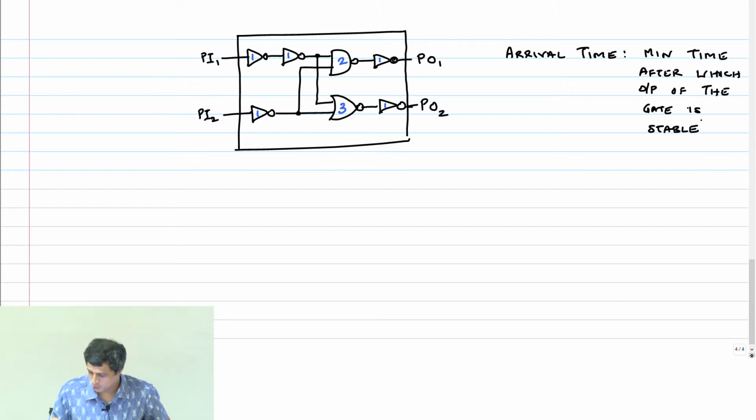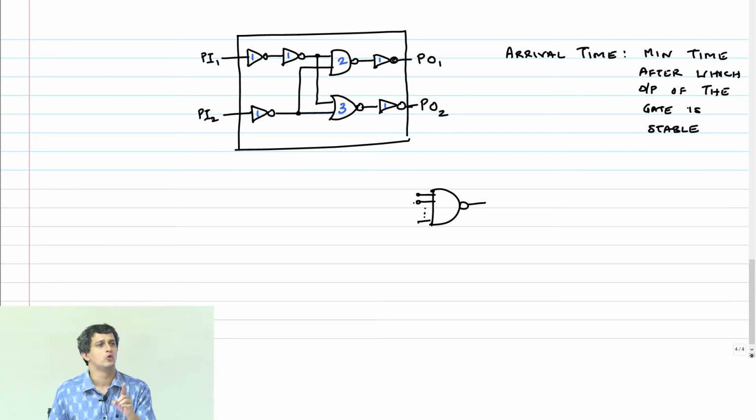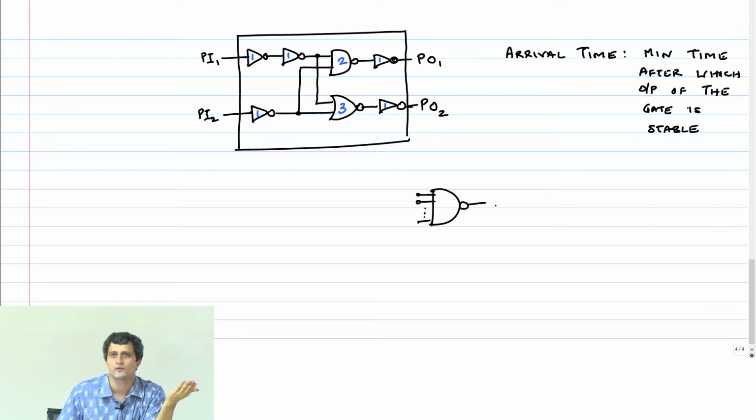So if I have a logic gate with say n inputs, if I ask you when will the output of this gate be stable, the minimum time after which it will be stable, well, obviously it depends on when the inputs arrived and when the inputs were stable, right? If the input switches after some time, of course the output will also change. So the output arrival time is indeed related to the input arrival time.